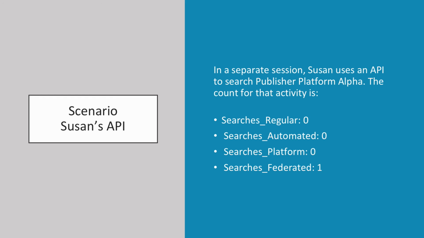Alternatively, if Susan were to use an API to search the publisher platform, the count for that activity would only show in search is federated.